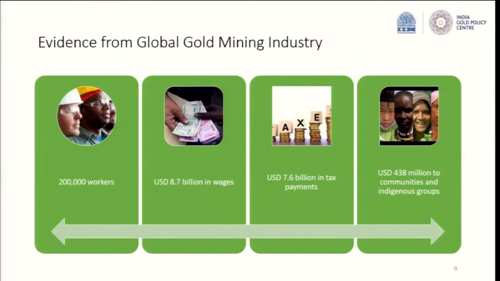This framework resonates with available evidence of the generation of employment as a result of mining operations. According to a report by the WGC, member companies contributed $3.7 billion to the GDP of the countries where they were operating. This includes taxes, salaries, and payments to suppliers, and employed as many as 200,000 workers collectively. Specifically in 2020, WGC member companies directly paid $8.7 billion in employee wages and $7.6 billion in tax payments across 38 countries, with an additional contribution of $438 million to communities and indigenous people.